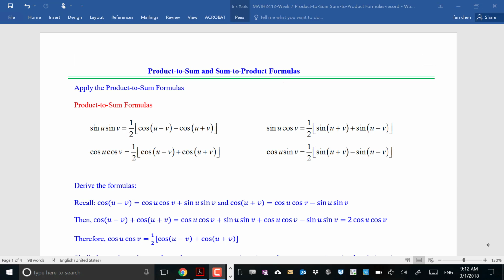In this section, we are going to take a look at two main things. One is product to sum and sum to products formulas. So the first part is the product to sum.